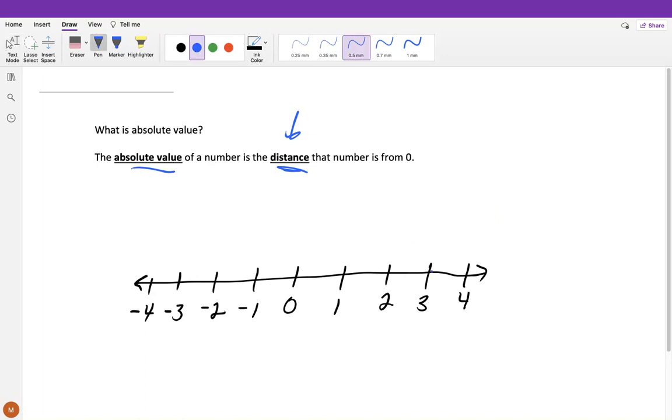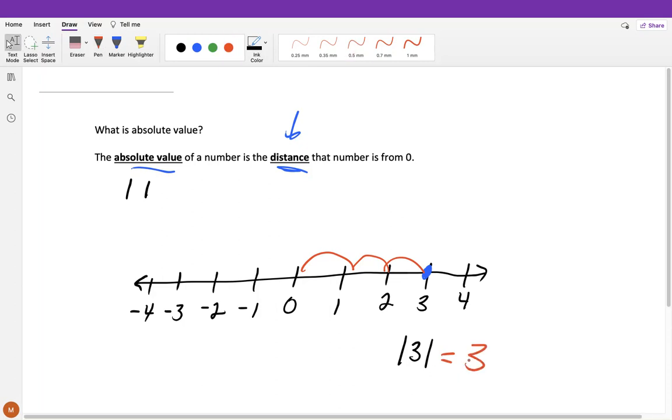So if I were to say, what is the absolute value of 3? Well, the way that we denote absolute value is this symbol here. It's the 2 bars. So I would say, well, what is the absolute value of 3? And if we have a number line, we can count it. It's 1, 2, 3 units away from 0. So the absolute value of 3 is 3. It doesn't matter that we're counting to the left to get to 0, because we're just saying, well, how far away is it? What is the distance? So it must be positive.